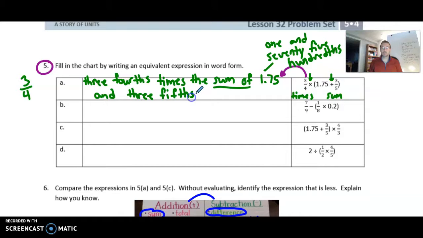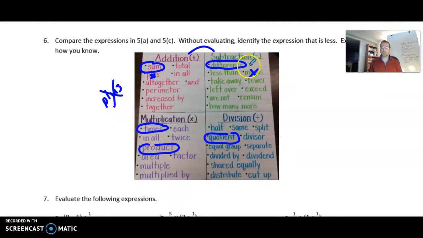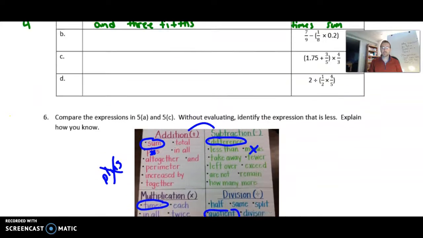There we go. These two are equivalent now. They're the same. If we look down to the next one, let's grab a different color here. I see subtraction and multiplying. I come down here, subtraction. We're going to focus on the word difference.